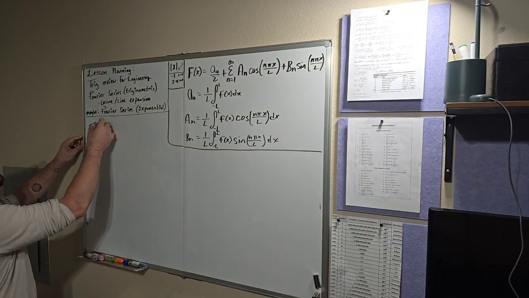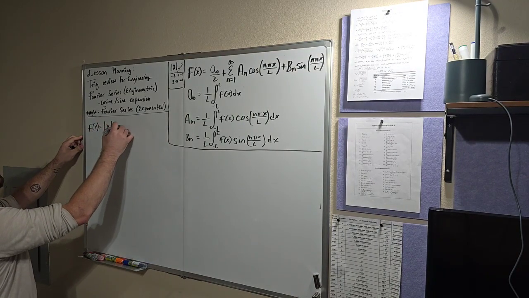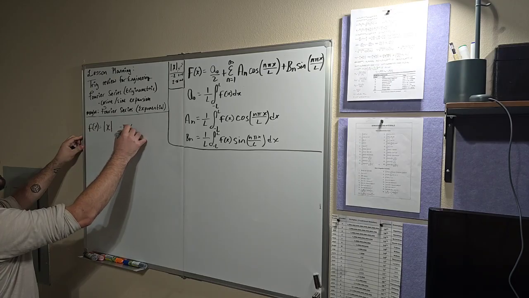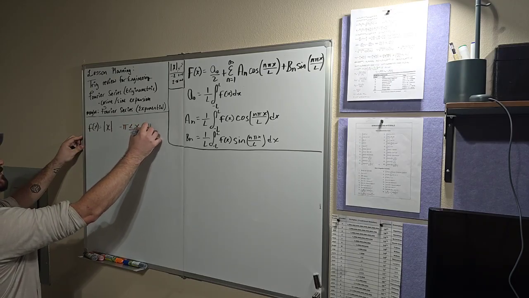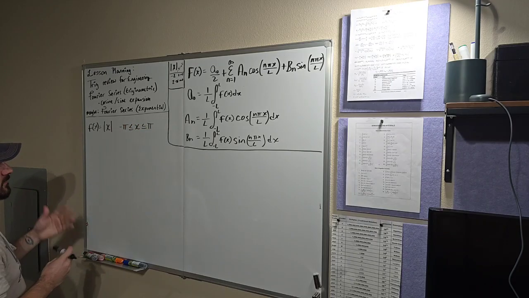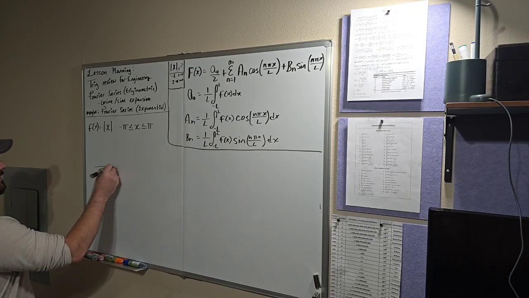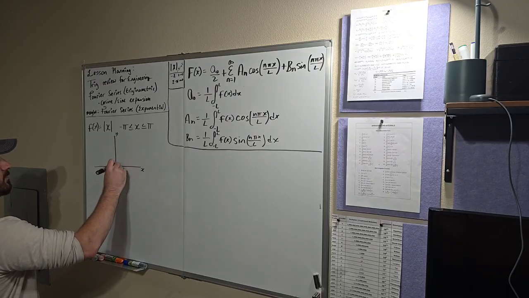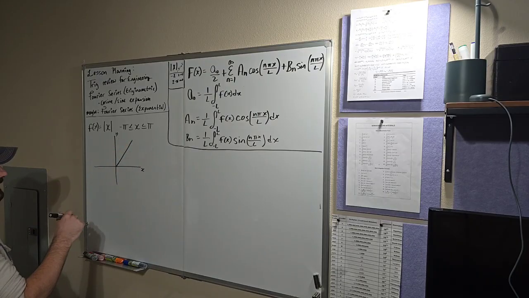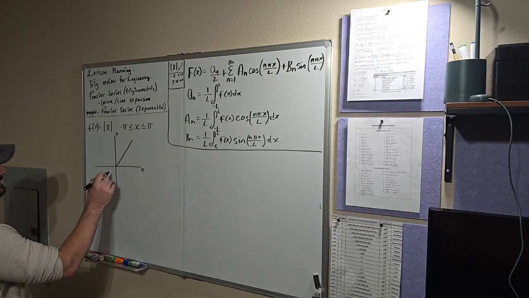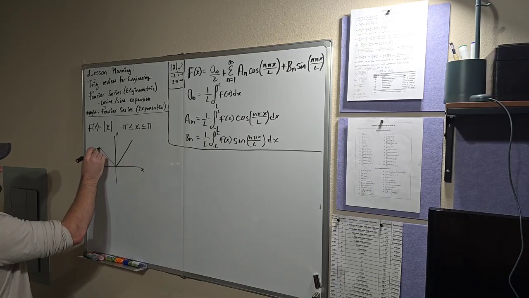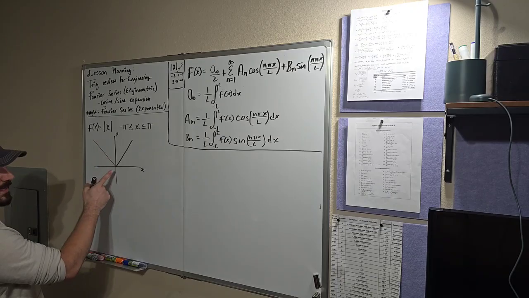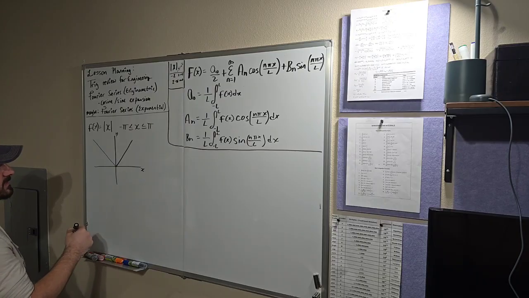So if f of x is equal to the absolute value of x between negative pi and pi. Now let's think about that function before we do anything. If we have our graph in the xy plane, we know positive x is easy, that's y equals x. Absolute value tells us that instead of going down here, it's going to go like this. Well, that looks symmetric about the y-axis.